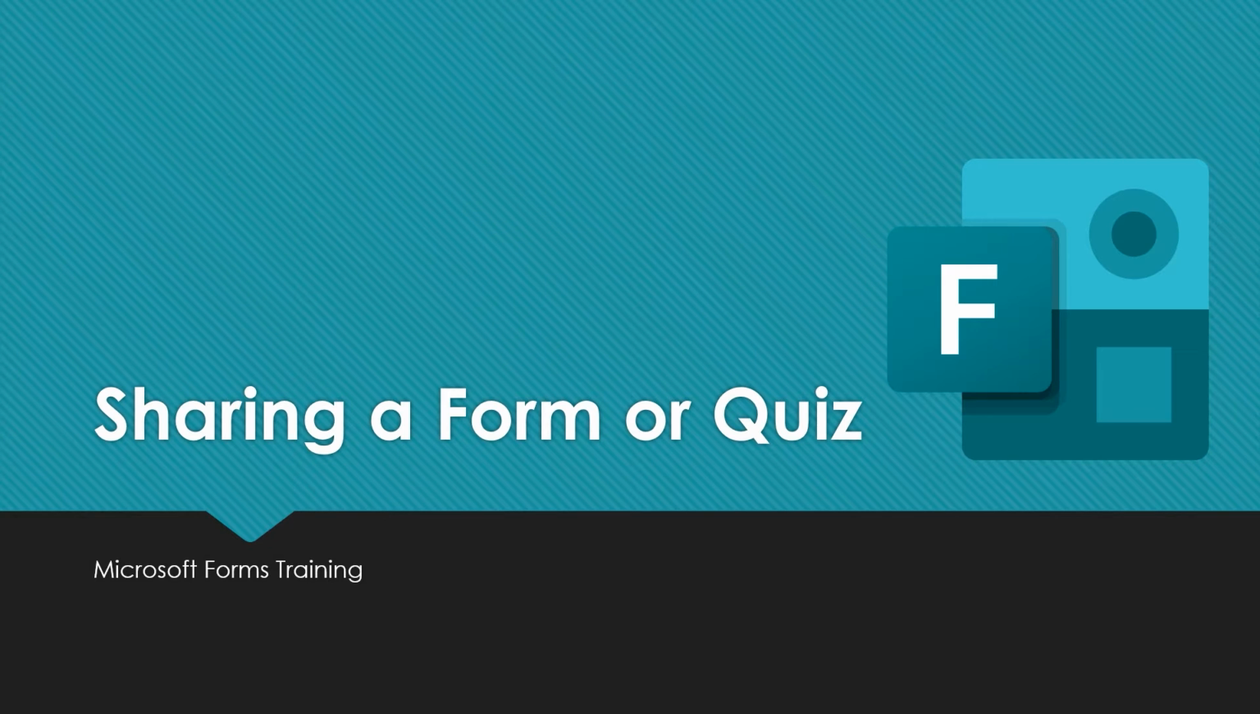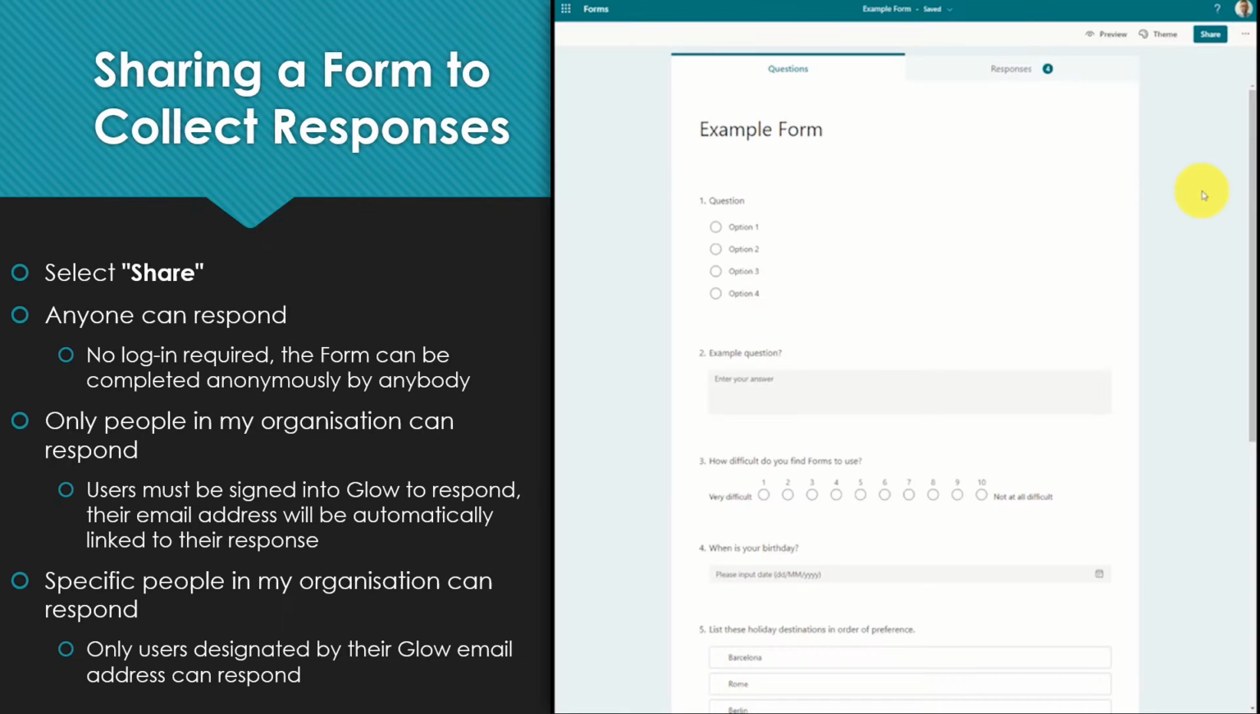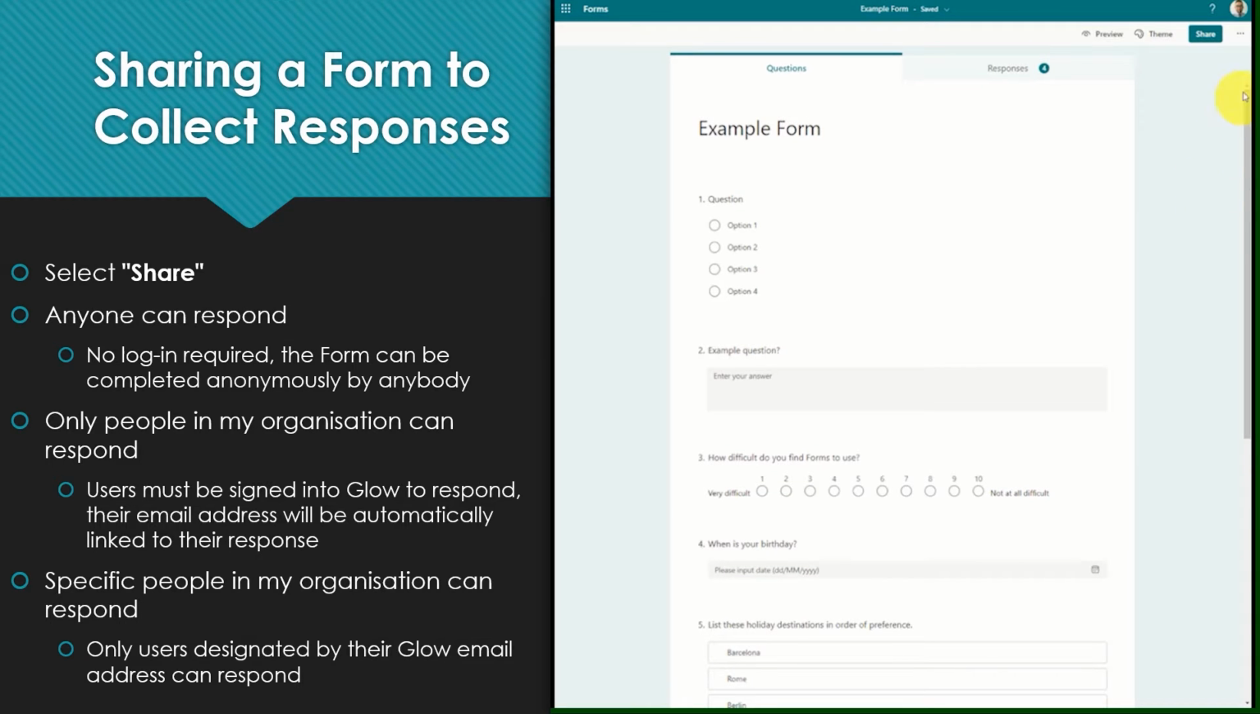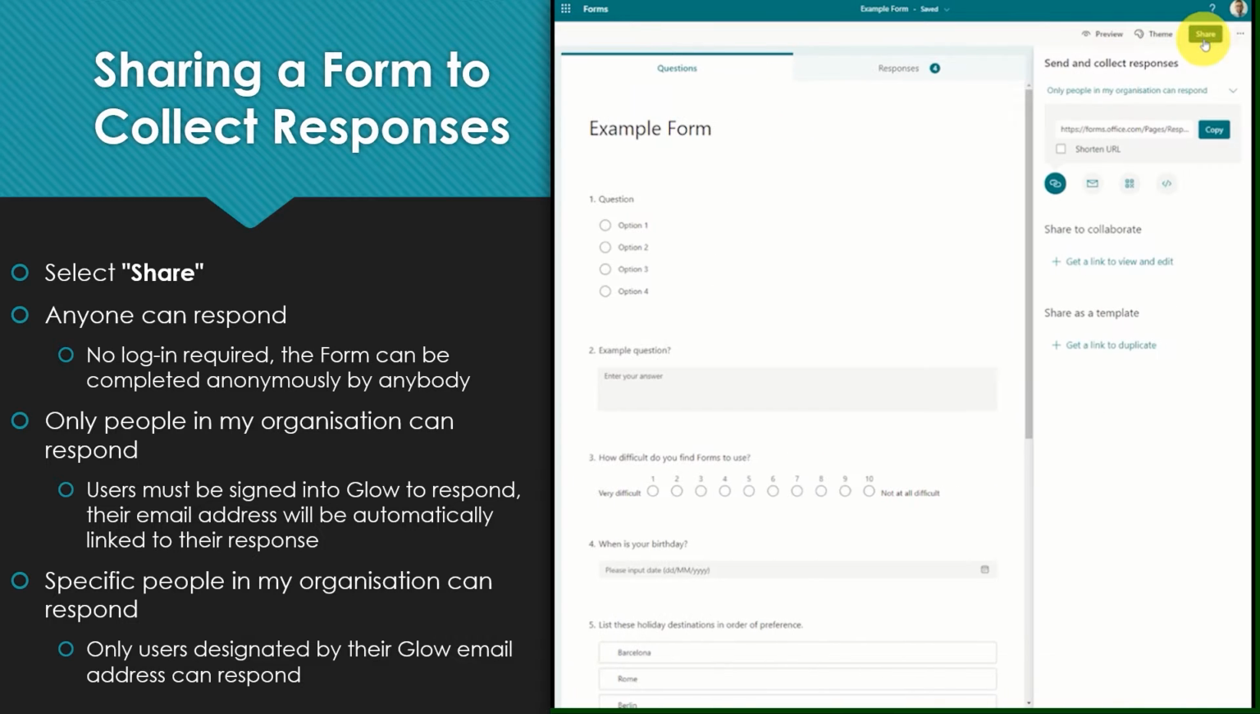In this video, we will be looking at the different options which are available when we choose to share our form or quiz with others. To share a Microsoft form or quiz, open the sharing menu by selecting the icon in the top right hand corner of the screen. The first sharing link which is presented is the one that is used to collect responses.